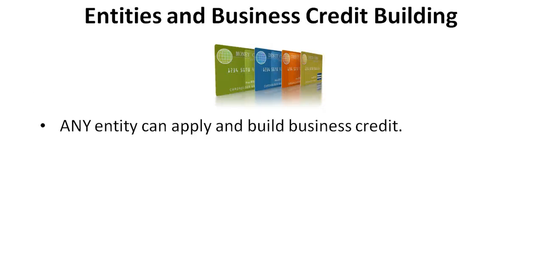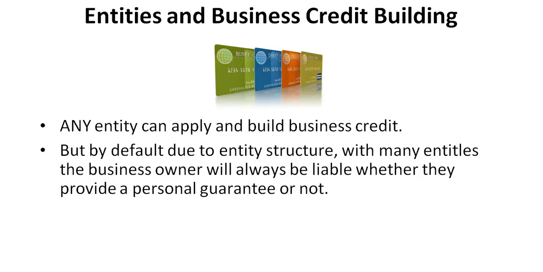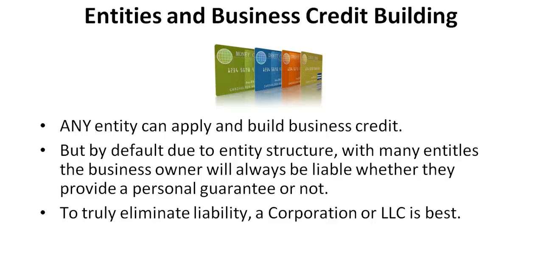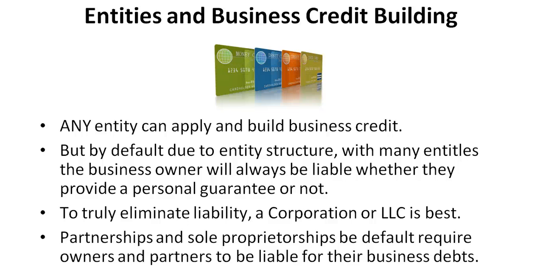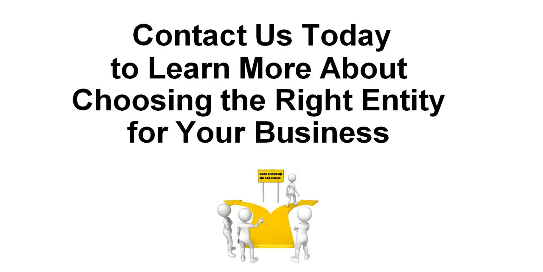Any entity can apply and build business credit. But by default, due to entity structure, with many entities, the business owner will always be liable whether they provide a personal guarantee or not. To truly eliminate liability, a corporation or LLC is best. Partnerships and sole proprietorships by default require owners and partners to be liable for their business debts.